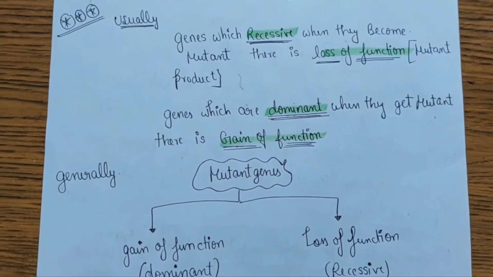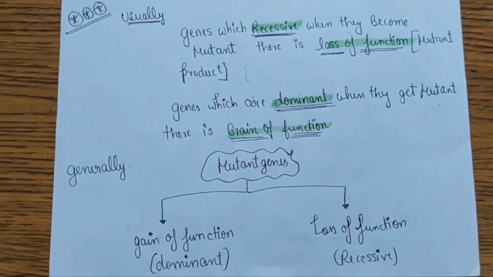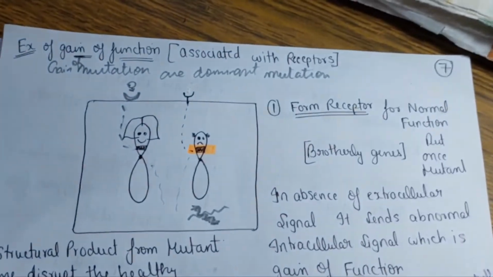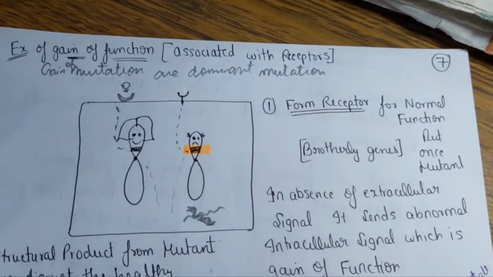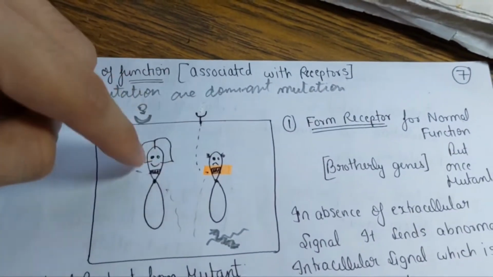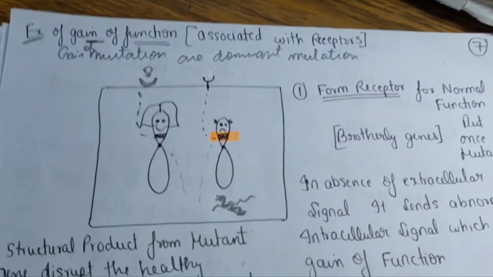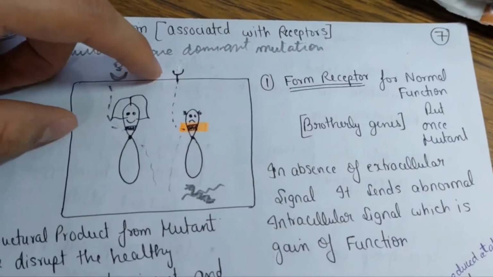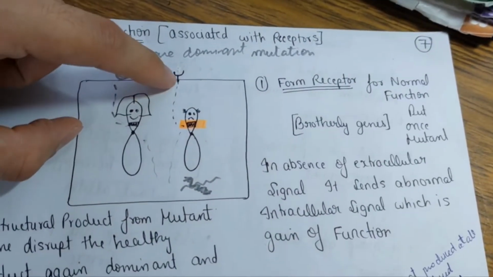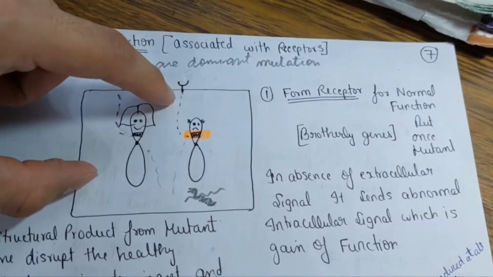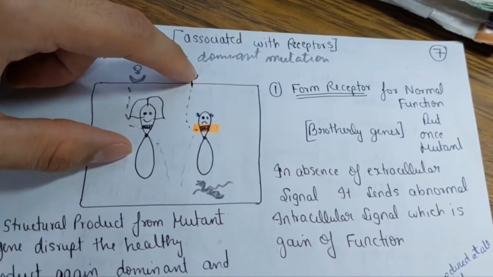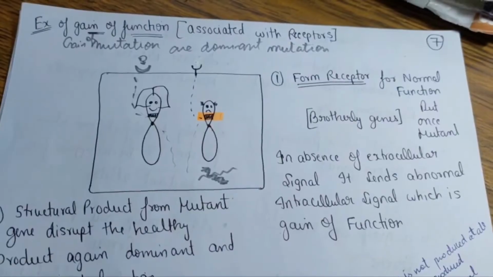Another concept is that genes which are recessive in nature will have loss of function, whereas genes which are dominant in nature will have gain of function. So whenever there is a gain of function mutation, that means it is a dominant mutation. For example, consider these two chromosomes, and these two genes are responsible for formation of a particular receptor. In gain of function, even though the stimulus or the ligand to this receptor is not present, this receptor, since the gene is defective, will send abnormal intracellular signals without the presence of a stimulus, and that is an example of gain of function.